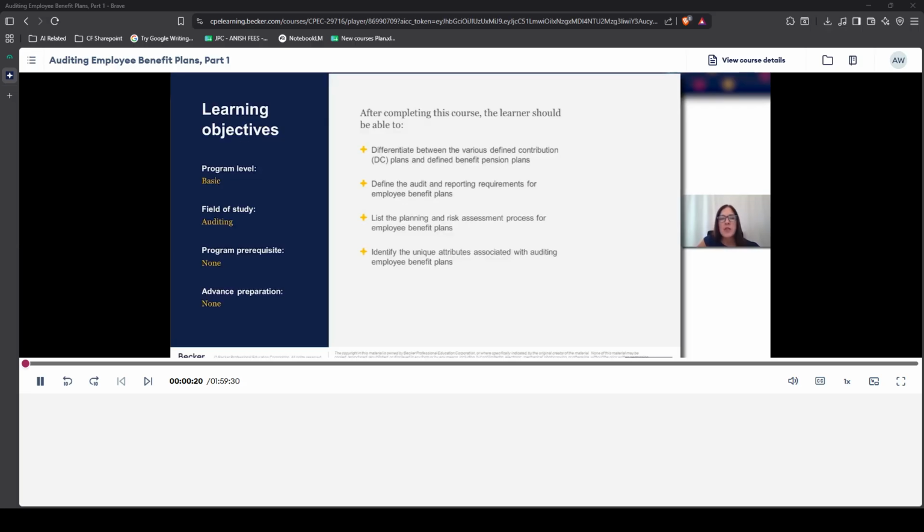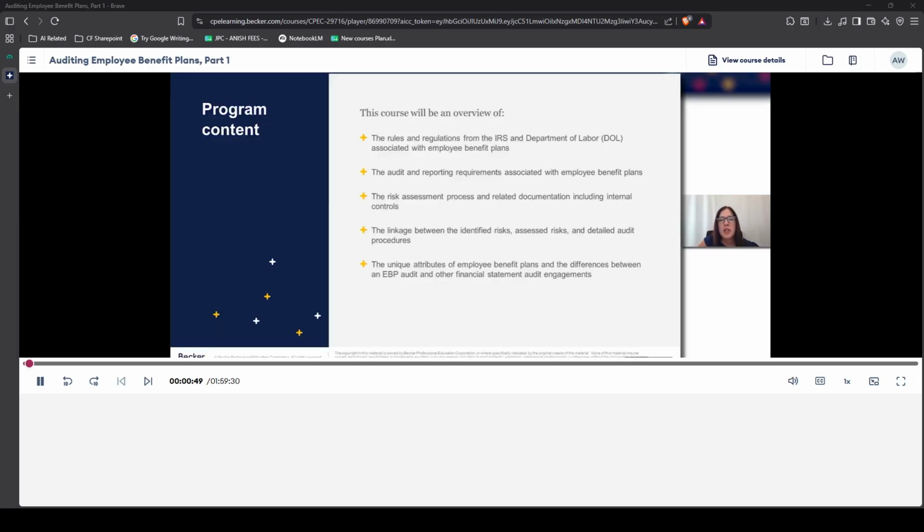Upon completing this course, you should be able to differentiate between the various types of defined contribution and defined benefit pension plans. We are also going to cover the audit and reporting requirements for employee benefit plans. We're going to spend some time talking about the planning and risk assessment process, and then we'll mention and introduce some of the unique attributes that are associated with auditing employee benefit plans.